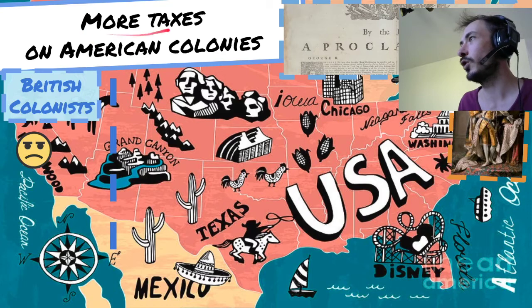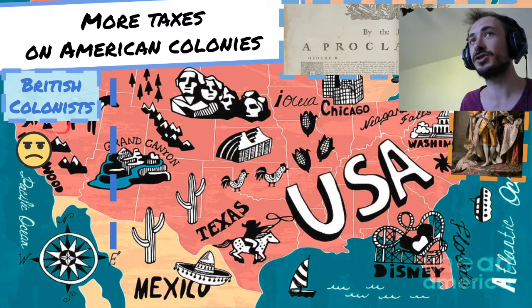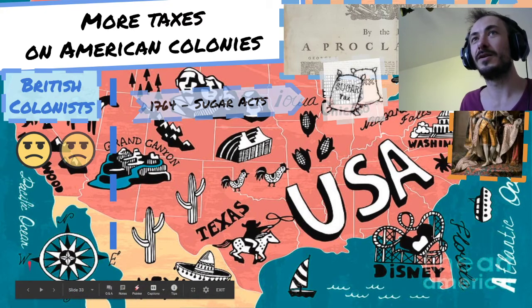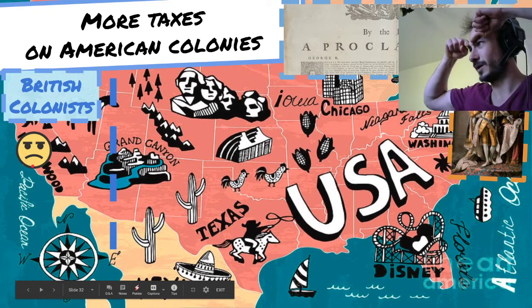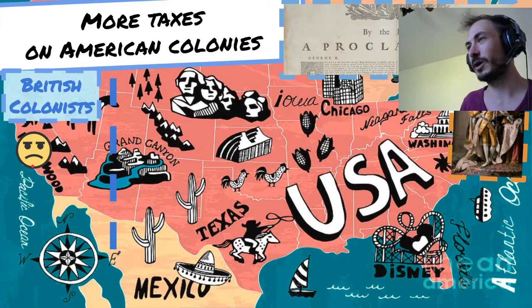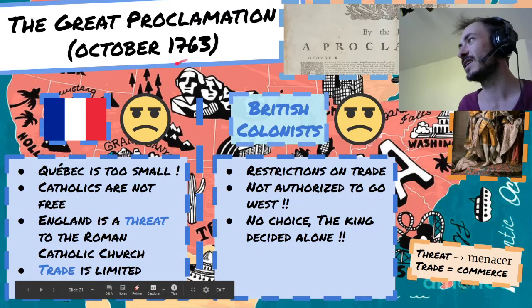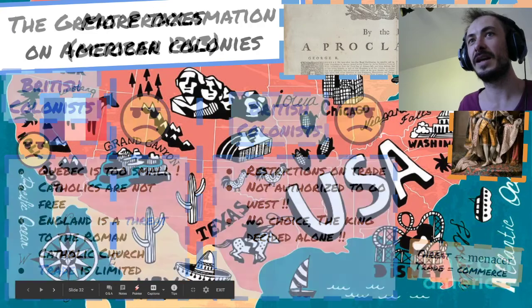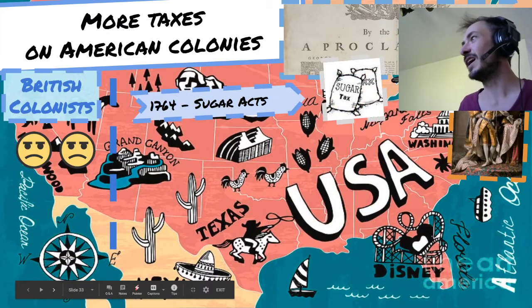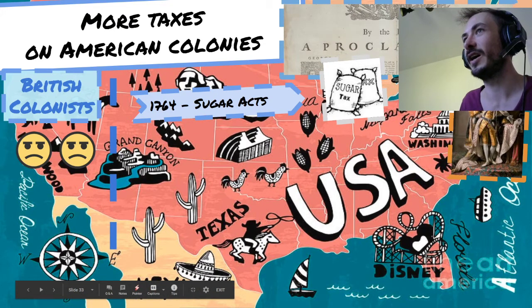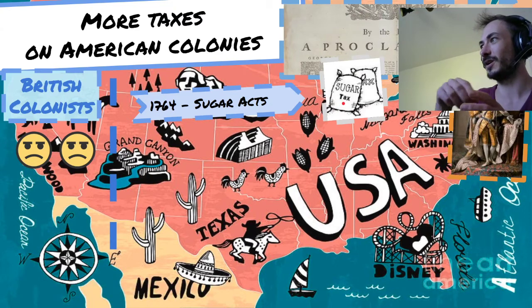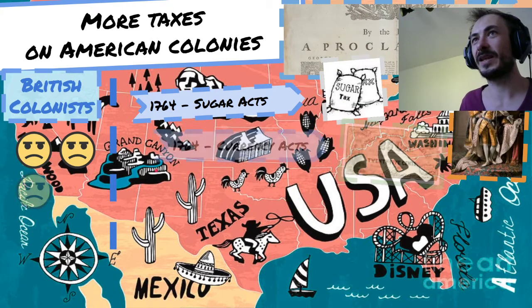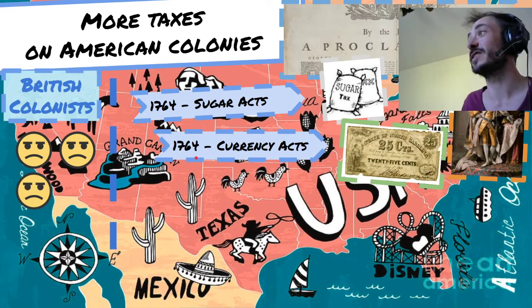Okay, so the next part is more taxes on American colonies. All right, so the British colonists were, oh, sorry. The British colonists were very unhappy because of the Great Proclamation. Okay, the Great Proclamation was in 1763. Okay, and now in 1764 there was a new tax on the British colonies. So this was called the Sugar Act. You know what is sugar? You put sugar in your coffee. Sugar Act.